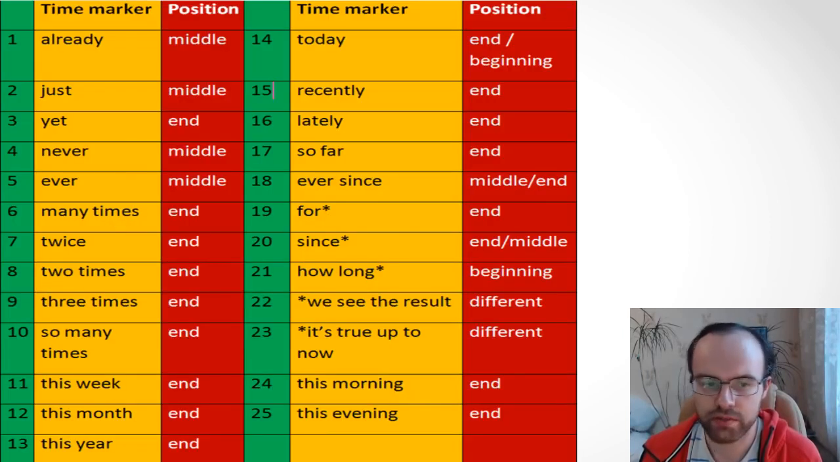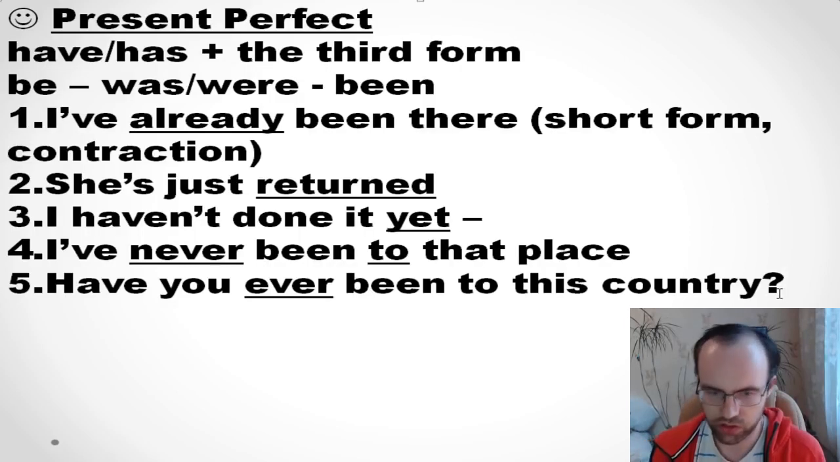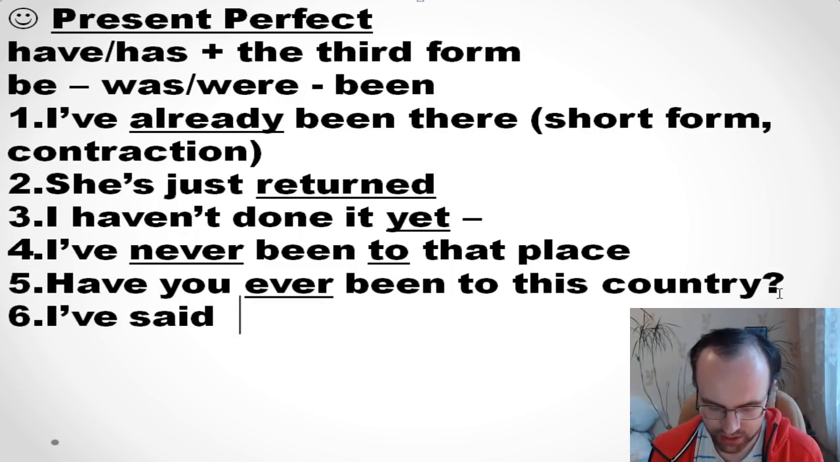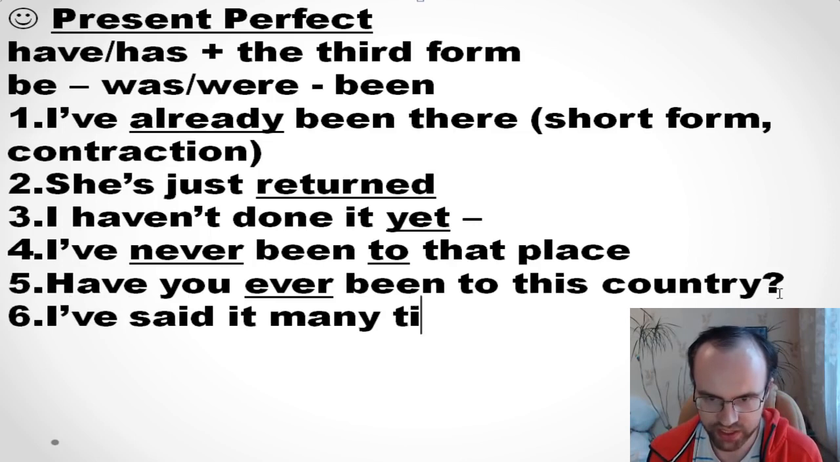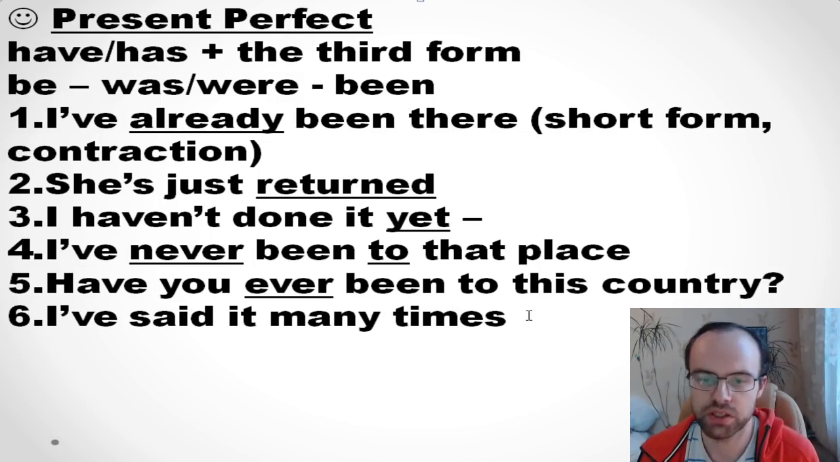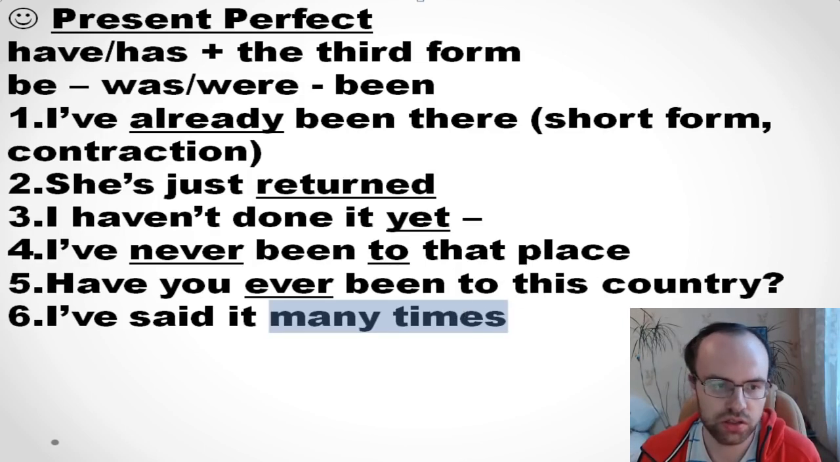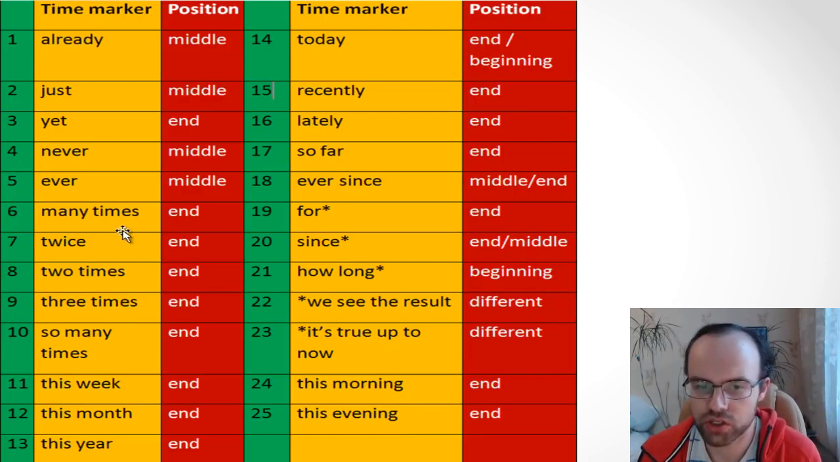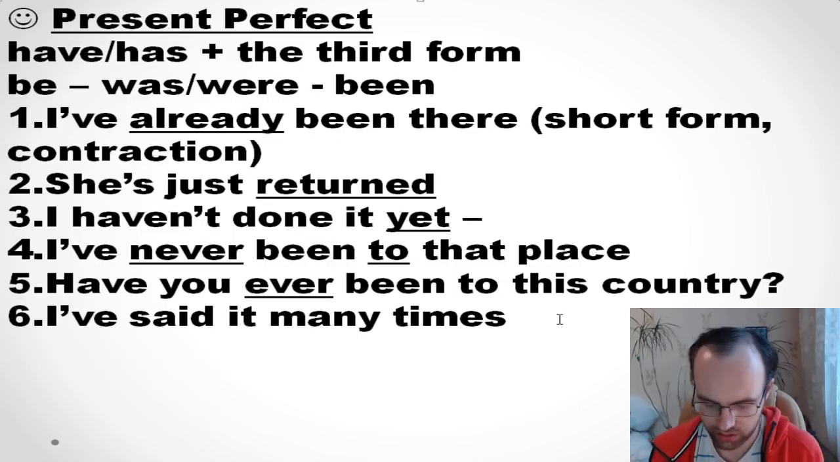So many times, okay, when it's true up to now. So I've said it many times. It means that I said it some time ago and I'm still saying it, and so that's true up to now. I've said it many times. Good. Or different combinations with times, for example, twice, 2 times, okay? So, I've been to Italy twice.